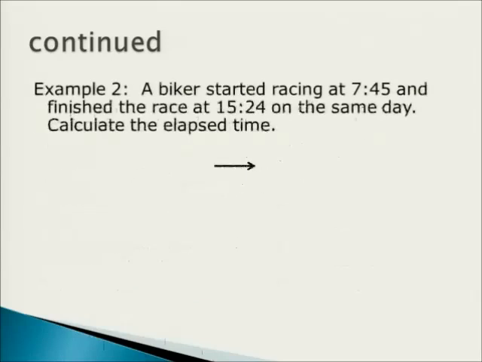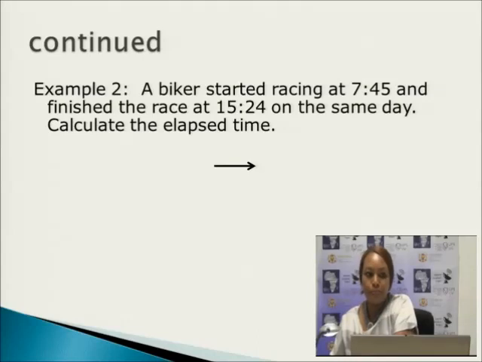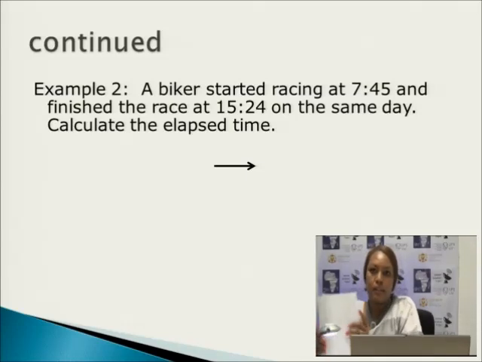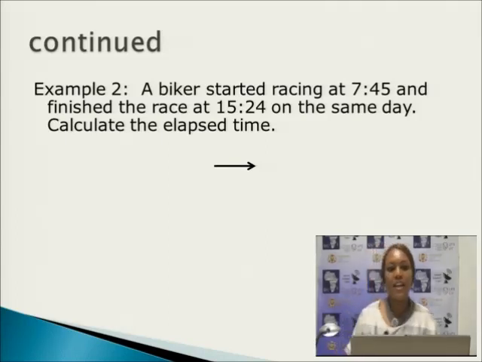We continue with our examples. There's the next example. A biker started racing at 7:45, which means it started racing at 7:45 and finished the race at 15:24, which is 24 minutes past 3.